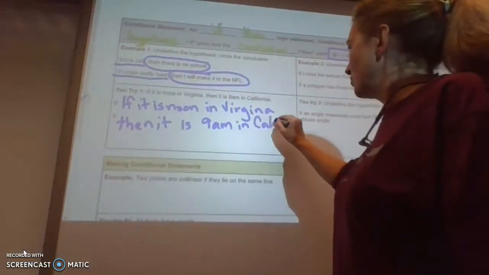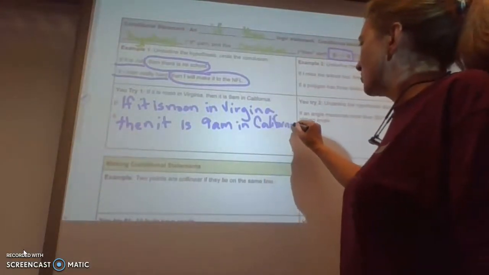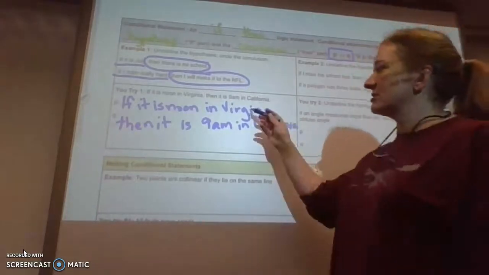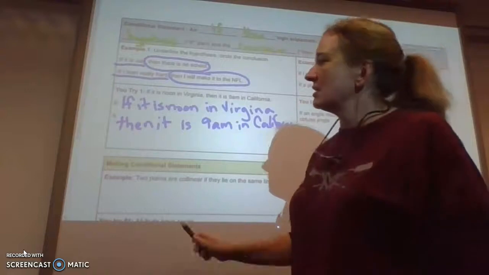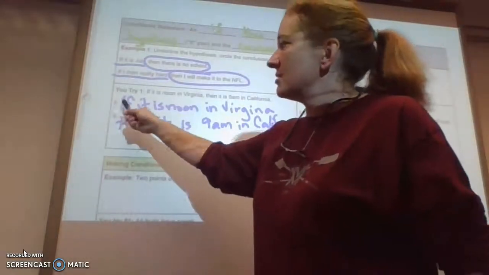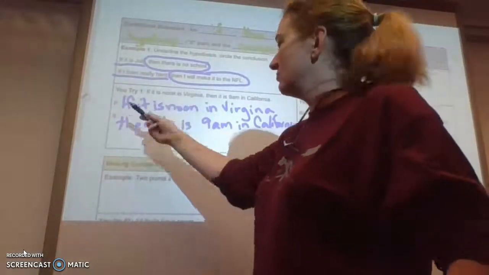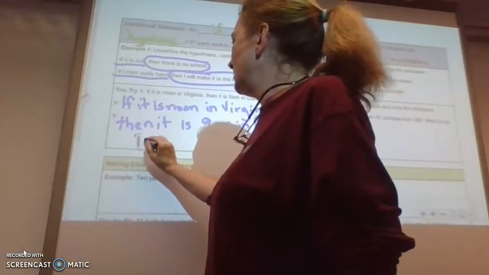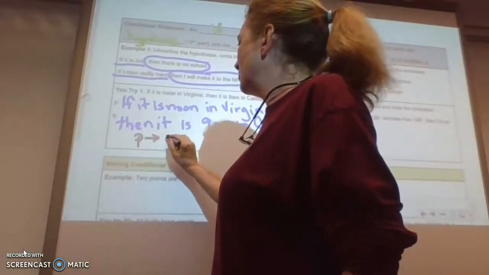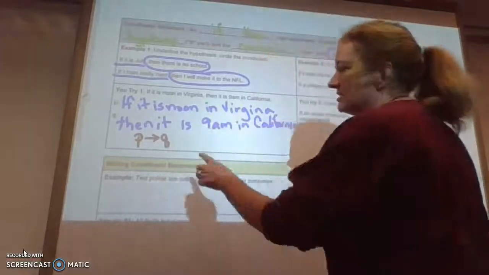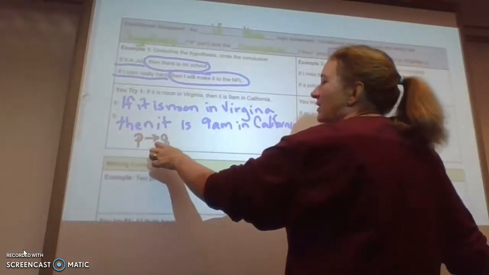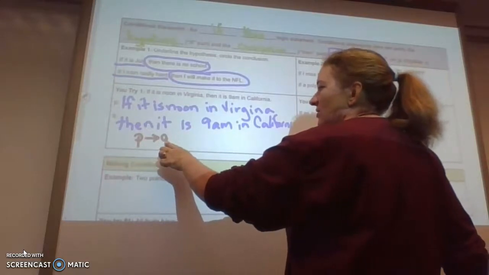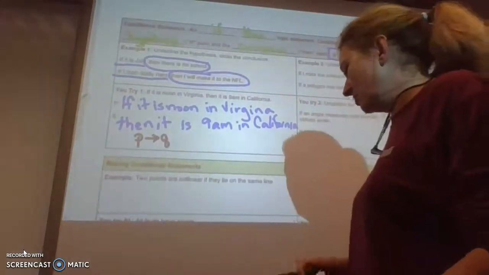So what I mean by that is I don't want to write this sentence over and over again. So instead of doing that, I'm just using substitution, but with a whole phrase, not just a number. If P, then Q. And if I go back and resubstitute my P, if it is noon in Virginia, that's what that means, then it is 9 a.m. in California. So I don't have to write the sentence anymore.